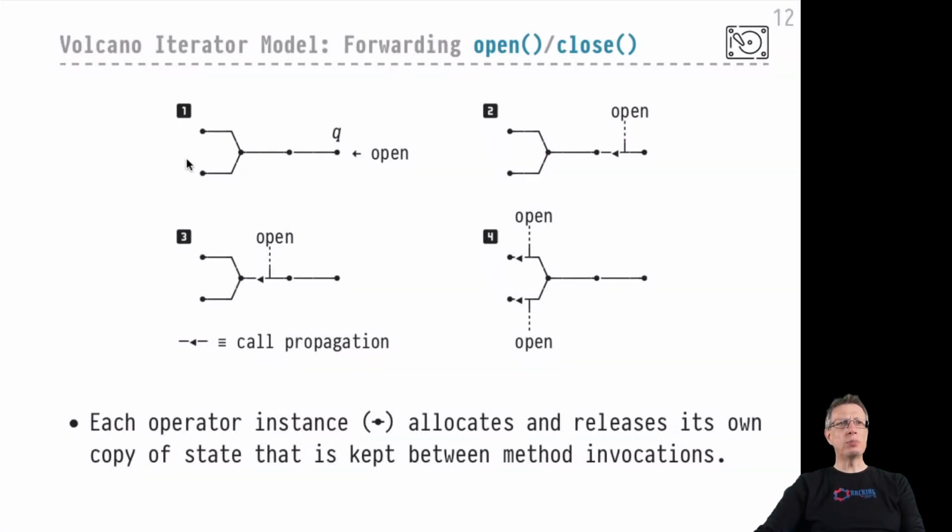We would start in this particular configuration. Q is the root of the plan. We would start the whole query evaluation with an open call at this particular root. Well, the root can probably do nothing at this particular point.